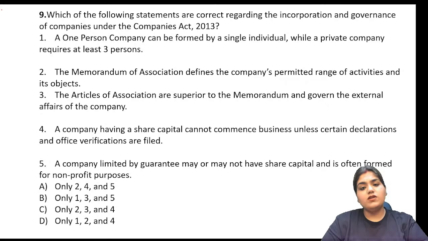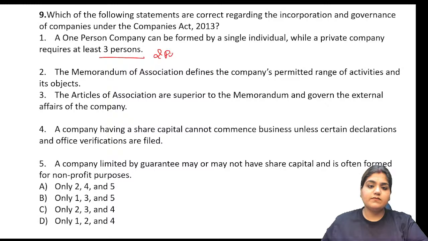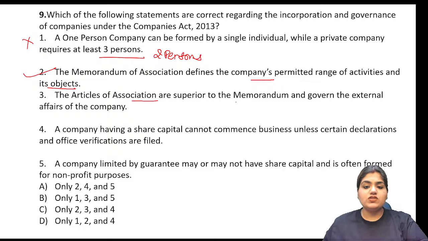Next question. Which of the following statements are correct regarding the incorporation and governance of companies under the Companies Act? One person company can be formed by a single individual, while a private company needs at least 2 persons. A memorandum of association defines the company's permitted range of activities and its objects. The articles of association are superior to the memorandum of association? No, it is MOA over AOA.